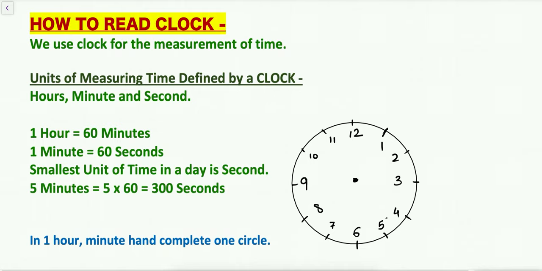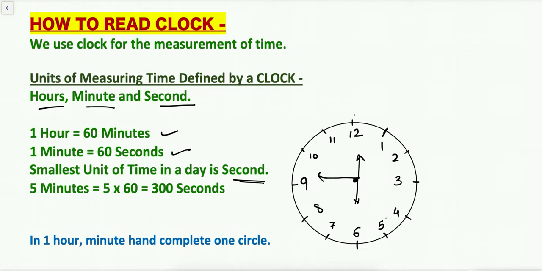How to read a clock? We use a clock for the measurement of time. So in a clock, there are three hands: the hour hand, the minute hand and the second hand. So the units of measuring time defined by clocks are hours, minutes and seconds. As we all know, 1 hour is equal to 60 minutes, 1 minute is equal to 60 seconds. And the smallest unit of time in a day is the second. So we have three needles. This is the hour, this will be the minute and this will be the second. The thinnest and the fastest one is the second.